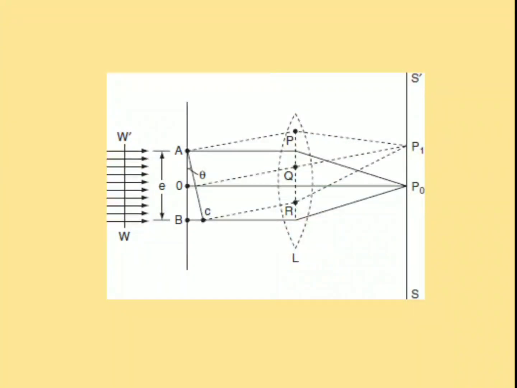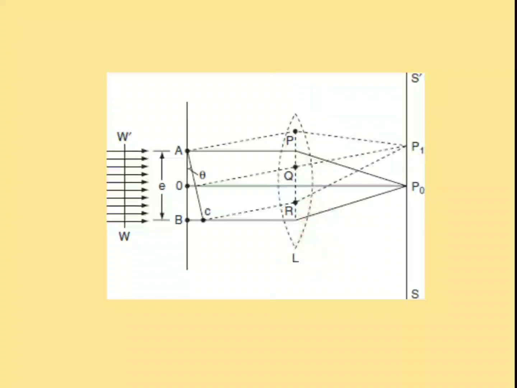As we already discussed, in the case of Fraunhofer diffraction, we use a convex lens to focus the rays. That's why here we use a convex lens. So the screen is arranged exactly at the focal length of the convex lens, because at the focal length distance only the light rays converge and meet on the screen.